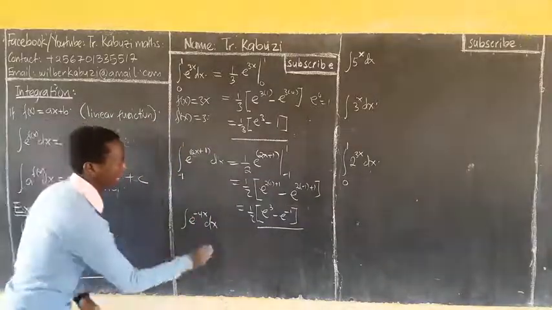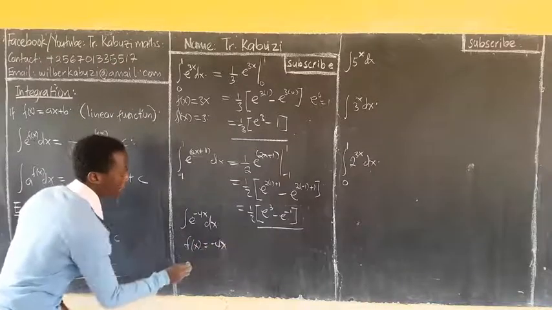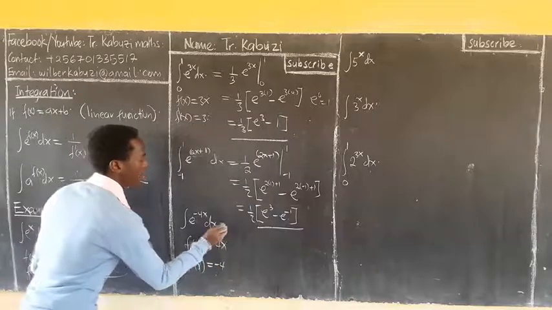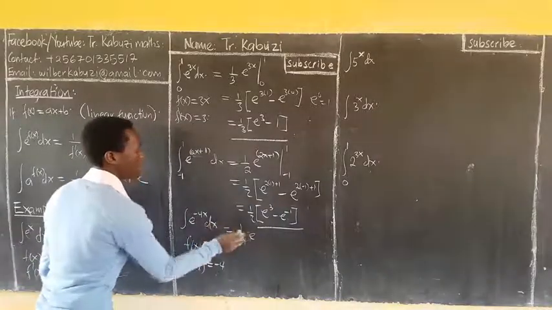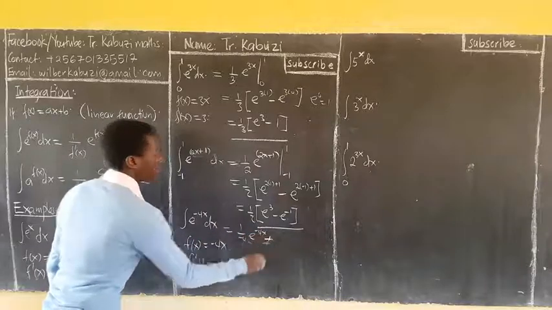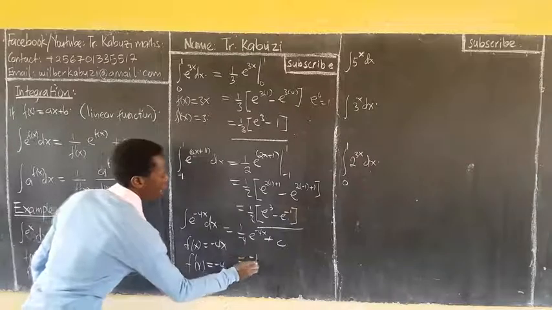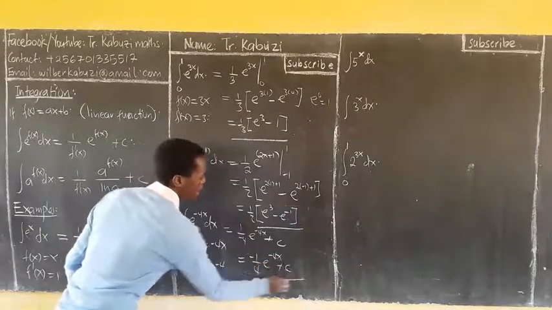When you differentiate this, we see our f of x this time is negative 4x. When you differentiate it, we get negative 4. Meaning that now this will be 1 over negative 4, exponent of the original function, negative 4x. You don't have limits, so you put a constant of integration. This will be negative 1 over 4, exponent negative 4x plus c.